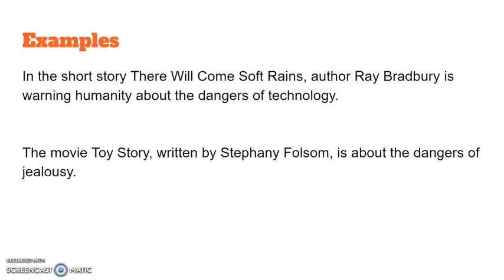Here are two examples of some claim sentences. In the short story, There Will Come Soft Rains, author Ray Bradbury is warning humanity about the dangers of technology. The movie Toy Story, written by Stephanie Folsom, is about the dangers of jealousy. In both of these examples, I am making claims about the topic or themes of these stories, the big ideas that they really talk about. Later, we'll go through some examples and show the evidence that I can use to support these and my reasoning sentences of how my evidence supports the claim.